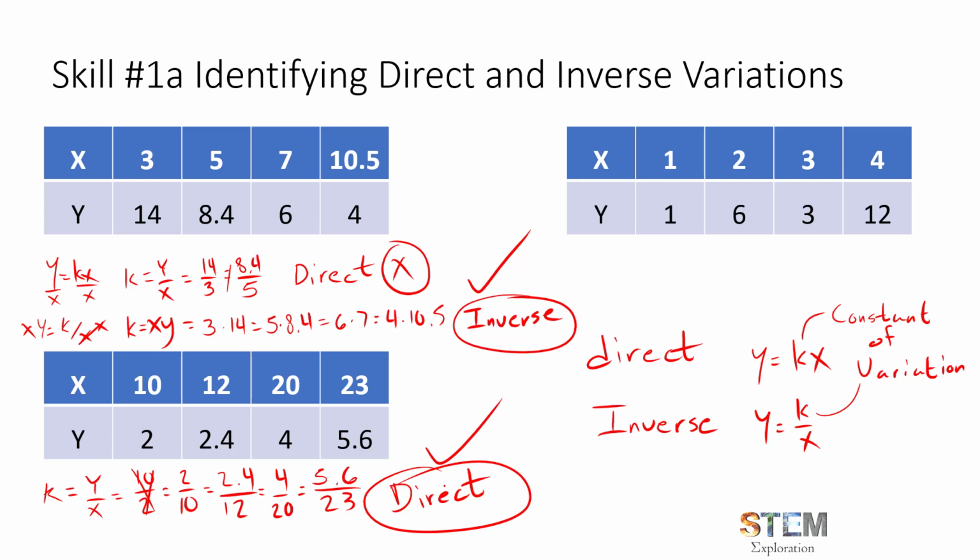Now, this isn't to say that every function that you will look at will consist of a direct or an inverse variation.